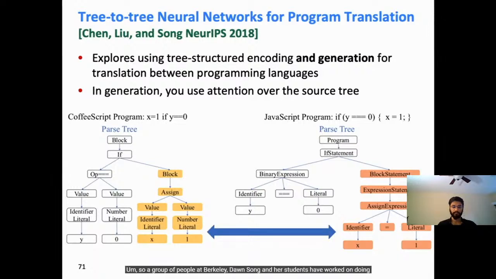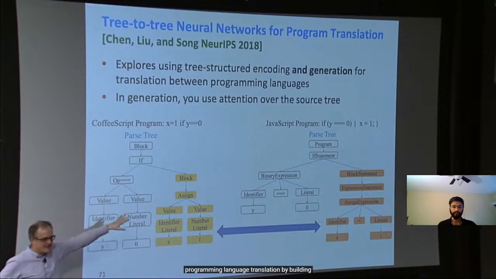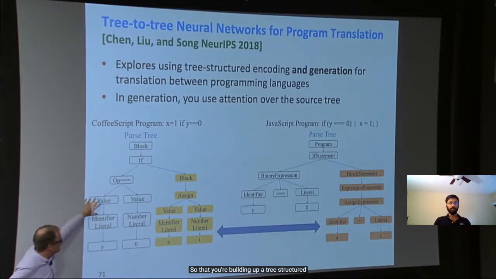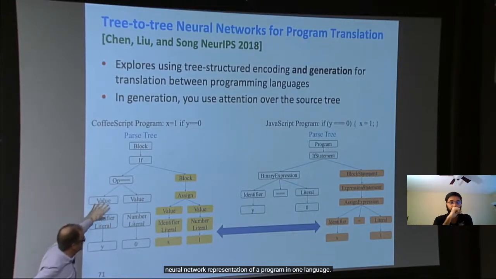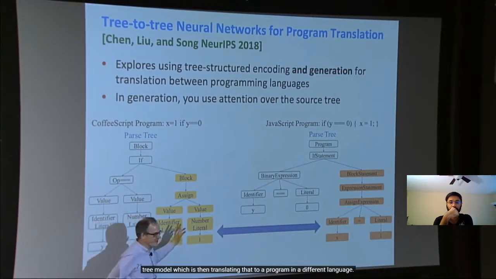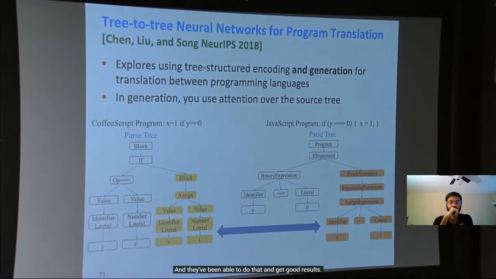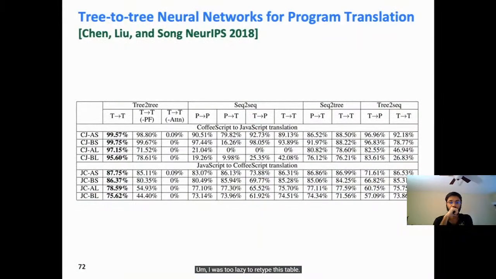So a group of people at Berkeley, Dawn Song and her students, have worked on doing programming language translation by building tree recursive neural network encoder decoders, so that you're building up a tree structured neural network representation of a program in one language. This is a CoffeeScript program, and then you want to build a tree-to-tree model, which is then translating that to a program in a different language. And they've been able to do that and get good results. I was too lazy to retype this table, so this is probably a bit hard to read.